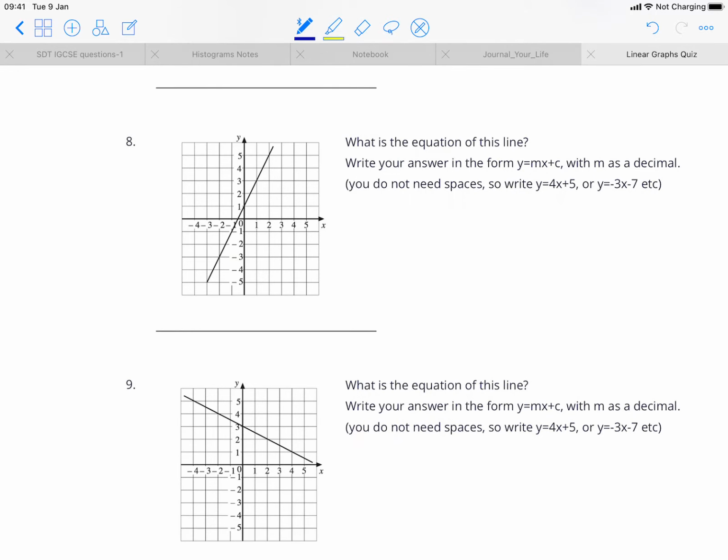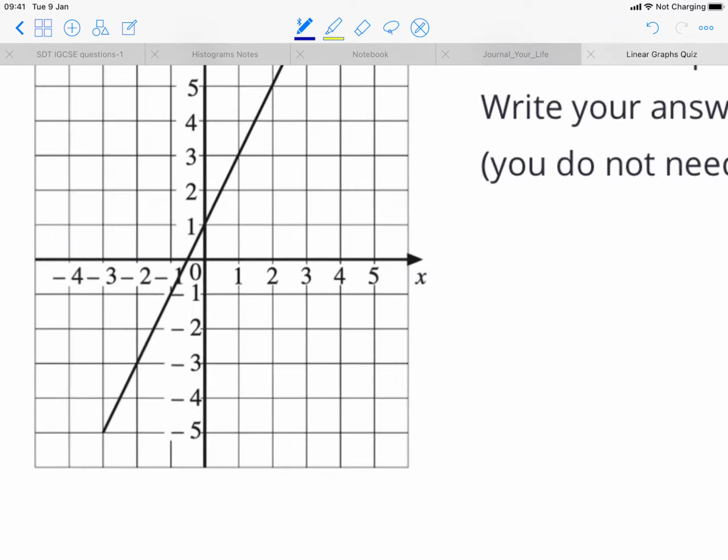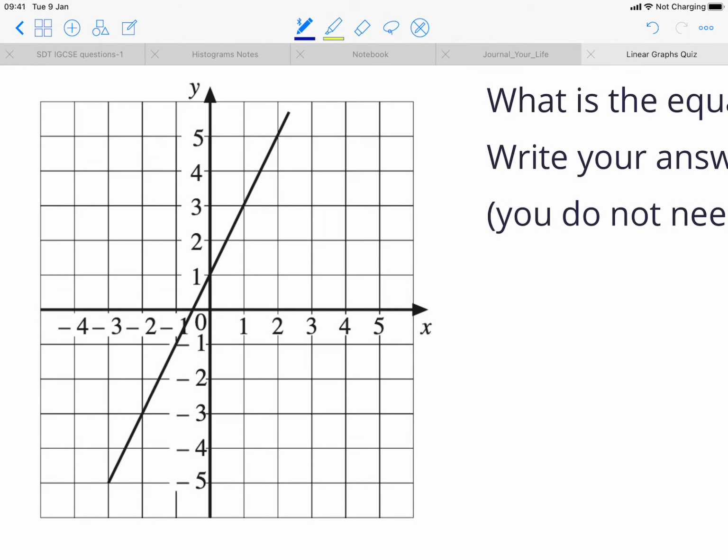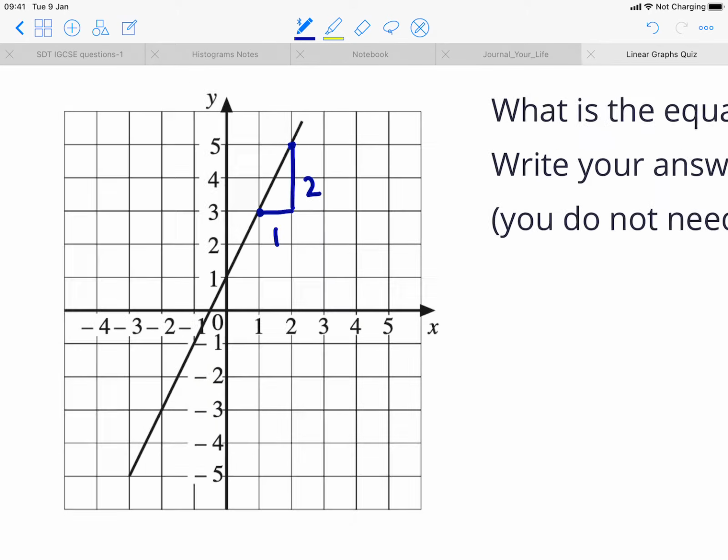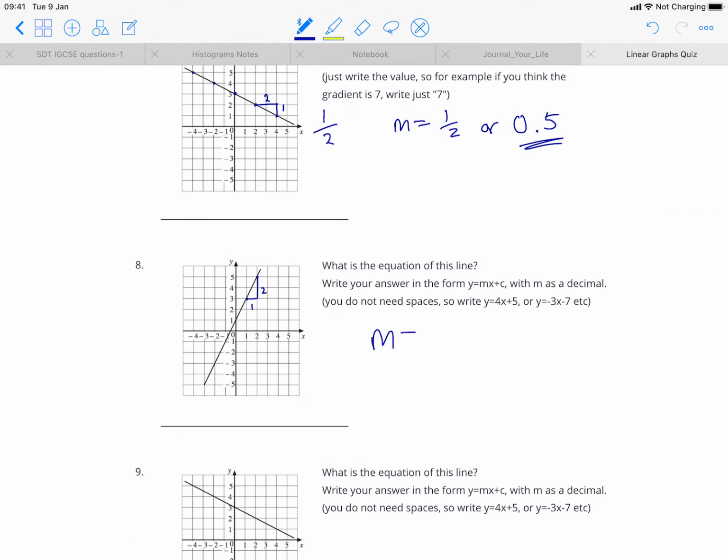Okay, next question asks us to find the gradient and put it into the equation. First thing we do is find the gradient. We can see it's 1 and 2. So we know the gradient is 2. We can see the line crosses the y-axis at 1. So our equation is gradient of 2, intercept of 1.